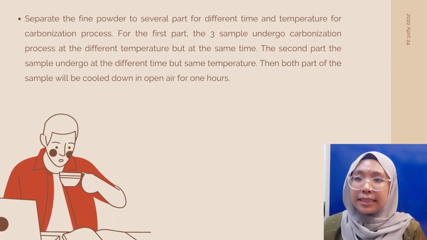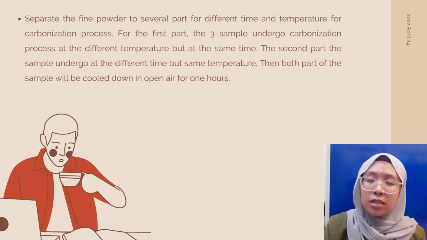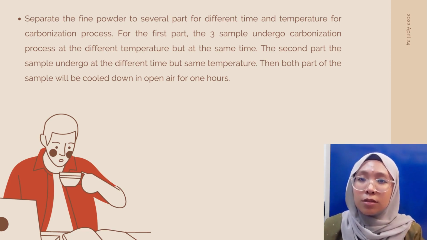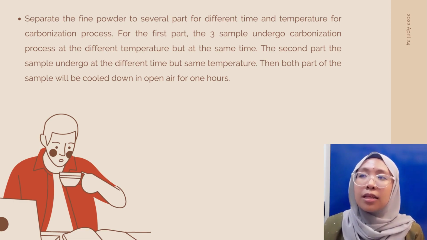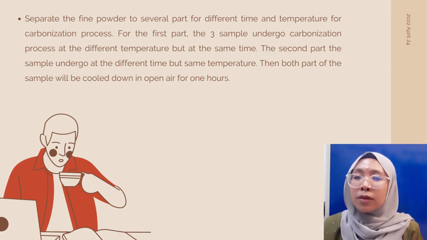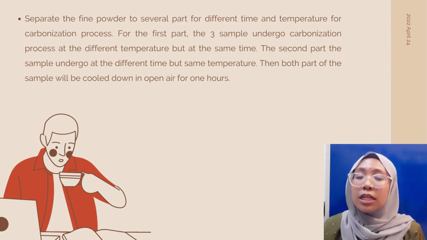The dried rind will then be crushed into powder and separated into several parts for the carbonization process. For the first part, the 3 samples undergo the carbonization process at different temperatures but at the same time. The time used will be around 15 to 30 minutes. For the second part, the samples undergo different times but the same temperature.